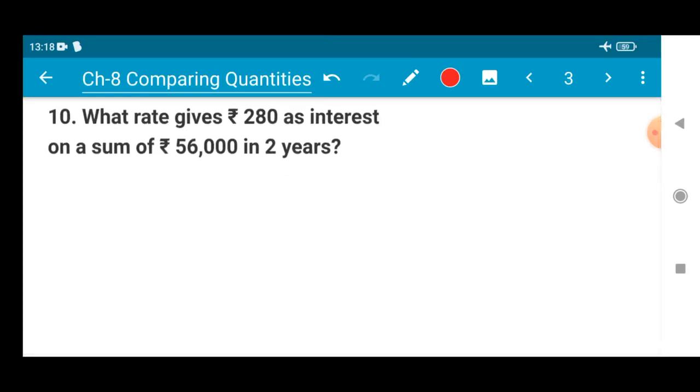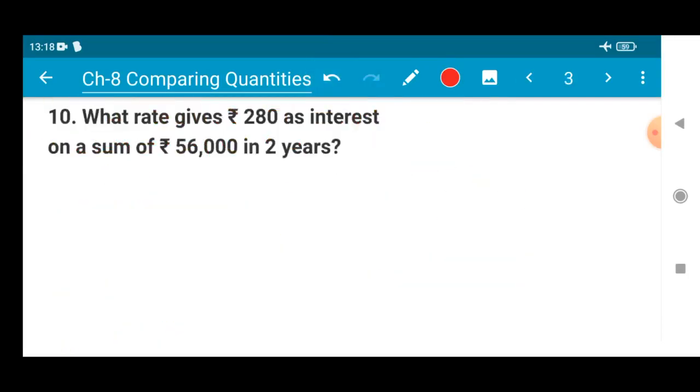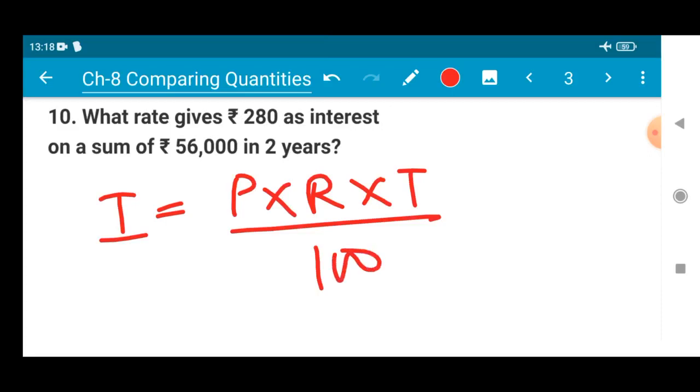Alright, next. What rate gives rupees 280 as interest on a sum of rupees 56000 in 2 years? So this question is absolutely related to the previous question's formula. The formula which we have is I is equal to P into R into T by 100. Now the question comes, what we have to find? The question says, what rate? Rate means this rate, capital R.